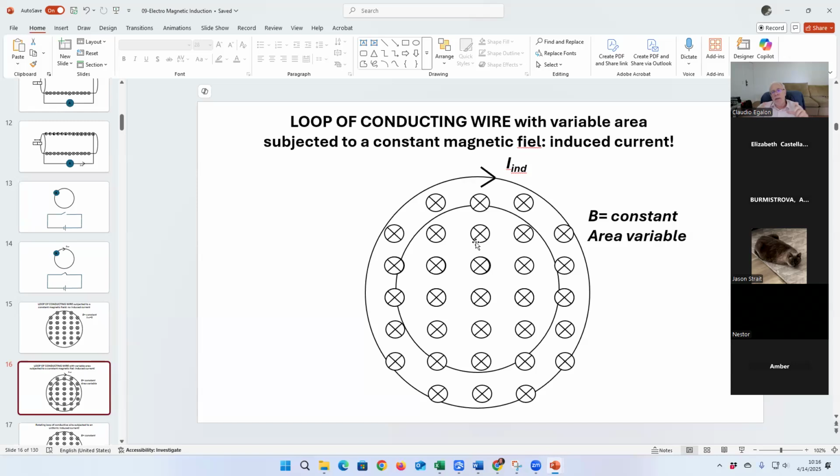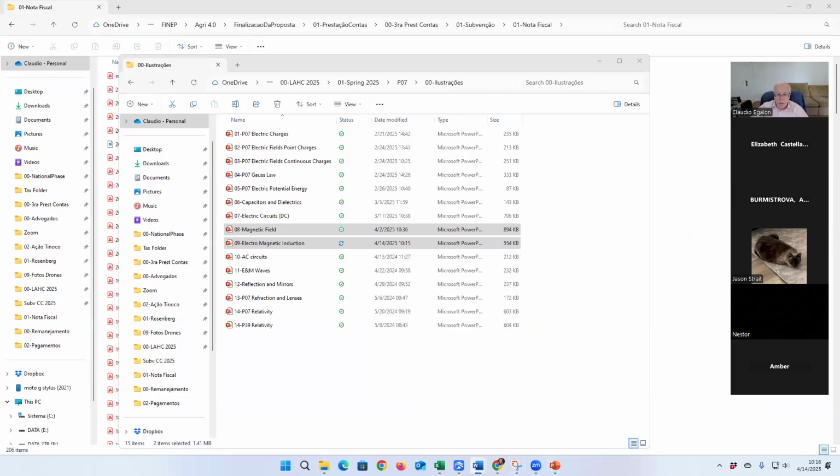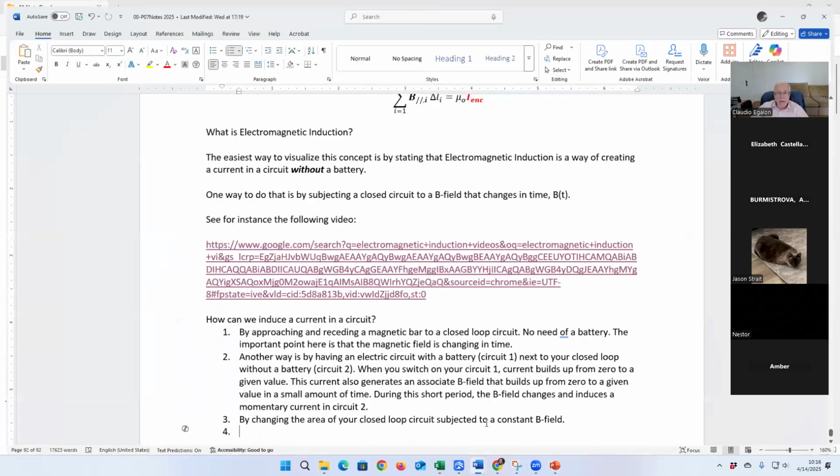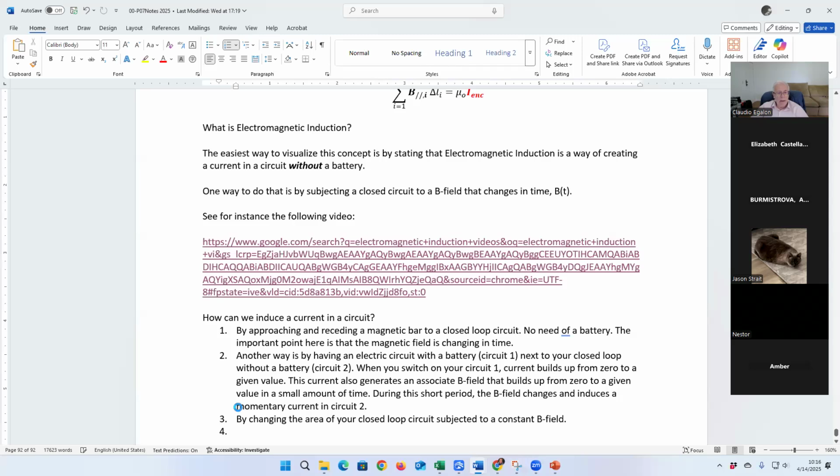Depending if the area is increasing or decreasing, the current is going to flow in one direction, and then the current is going to flow in the other direction. If the area is increasing, the electric current is going to flow in one direction. If the area is decreasing, the electric current is going to flow in the other direction. Okay? And there is another way, which is the most practical way that we find out there. Devices are built in this exact way.